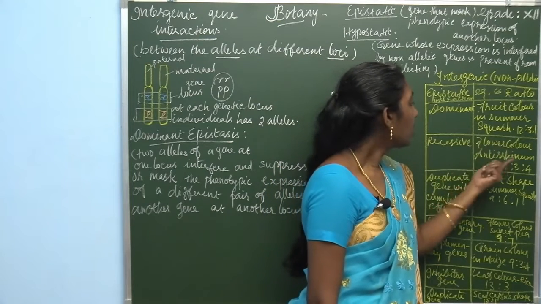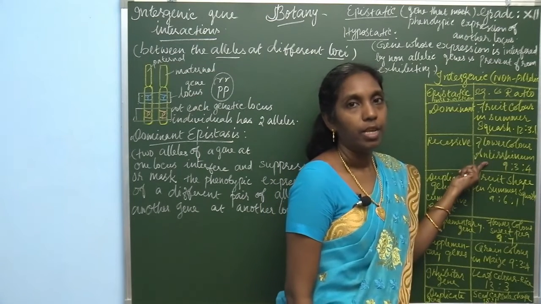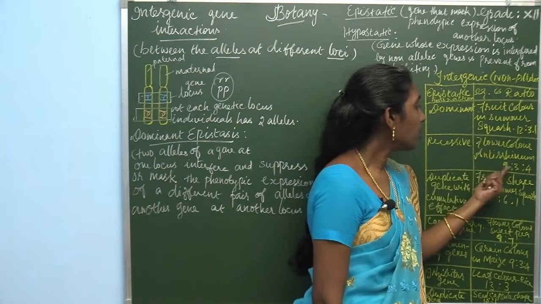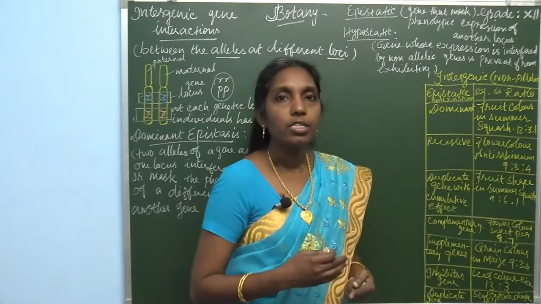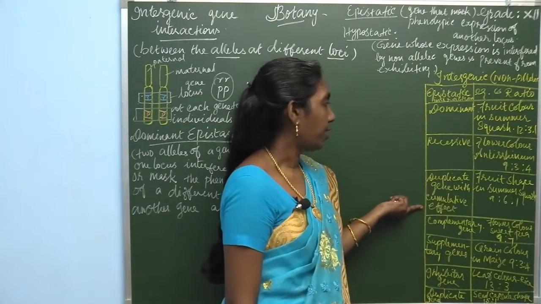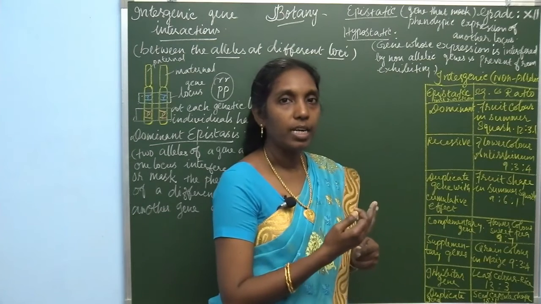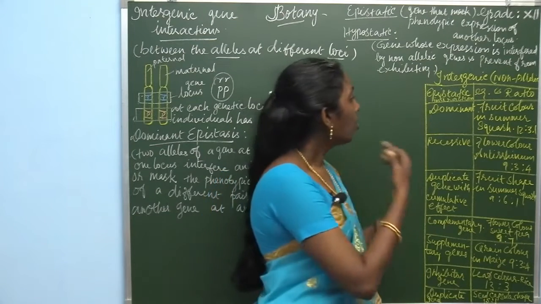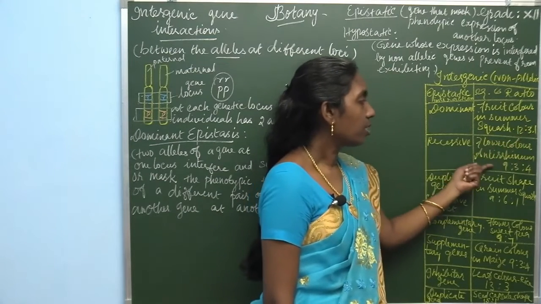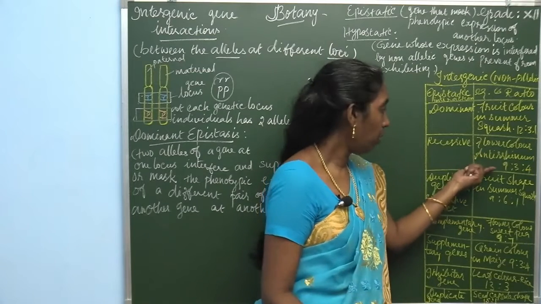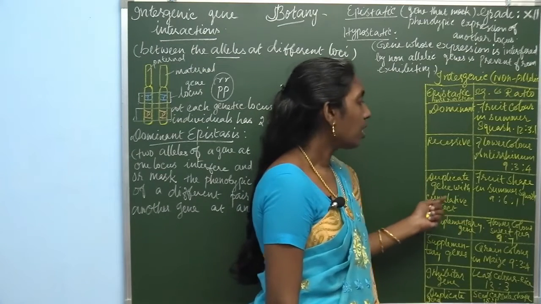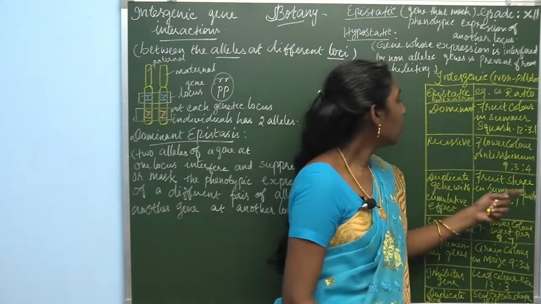Example, flower color of Antirrhinum. So here the example is Antirrhinum, which gives the ratio 9:3:4. Then duplicate gene with cumulative effect. So first one is dominant epistatic, then recessive epistatic. Dominant epistatic gives 12:3:1, recessive epistasis gives the ratio 9:3:4, and duplicate gene with cumulative effect. The example is fruit shape.